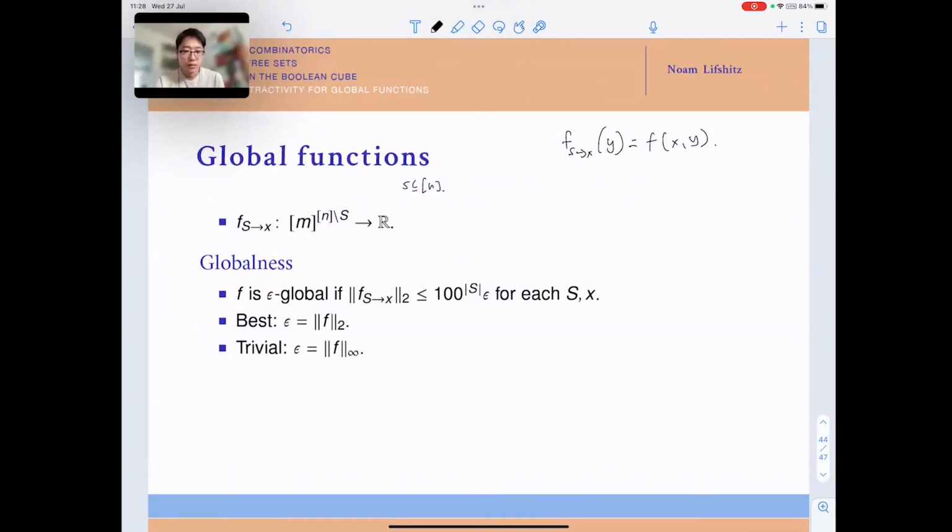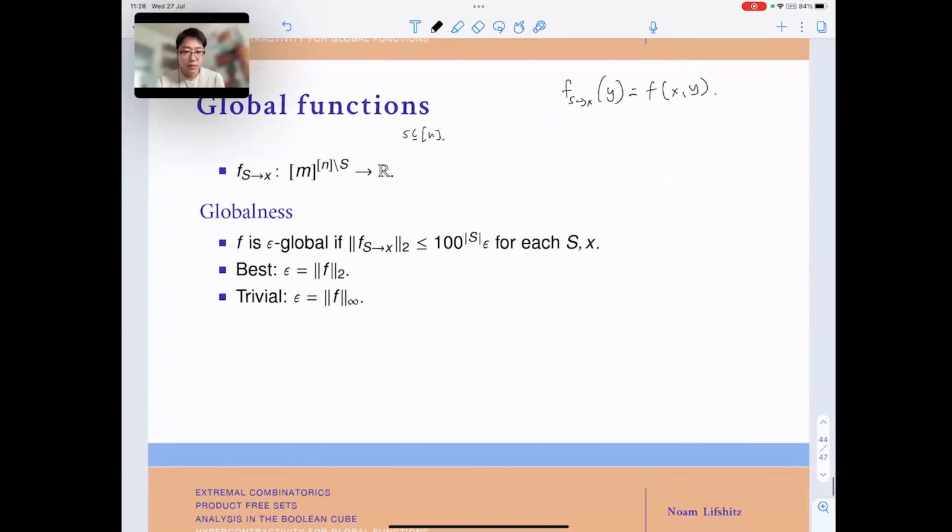Okay, so now we can finally define this notion of globalness. We say that a function f is epsilon global if the two norm of each restriction is small. This is a notion that holds automatically when we talk about the Boolean cube. It turns out that it holds automatically with epsilon equal to the two norm of f, which we need to include anyway, because we can also take S to be the empty set.